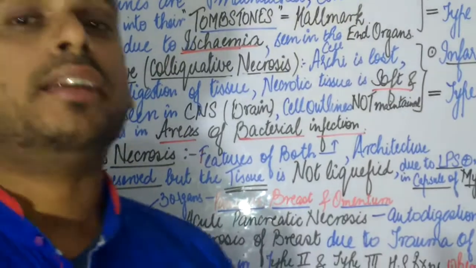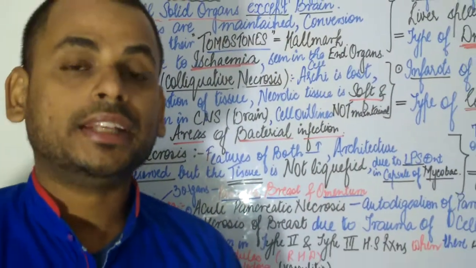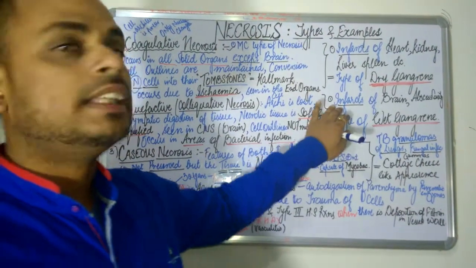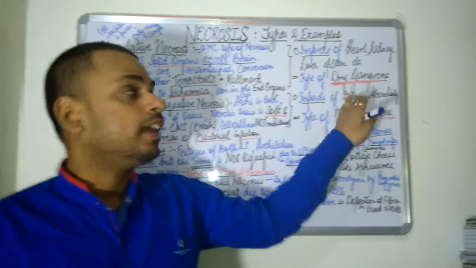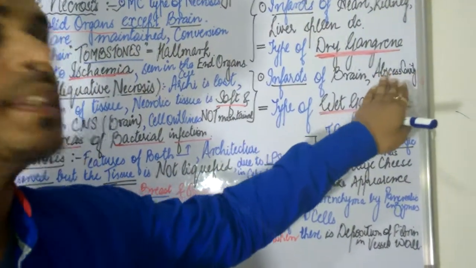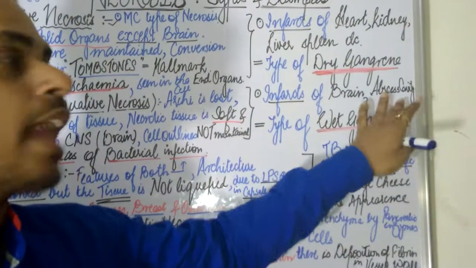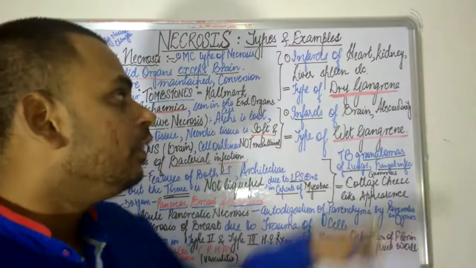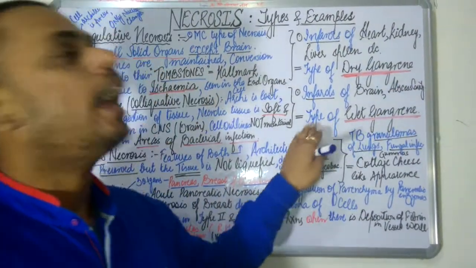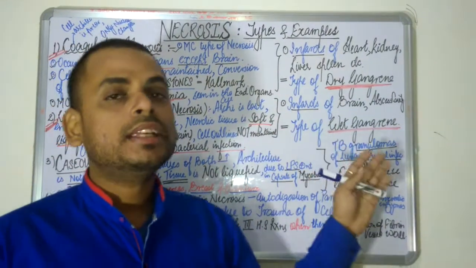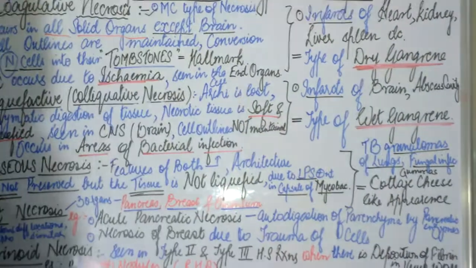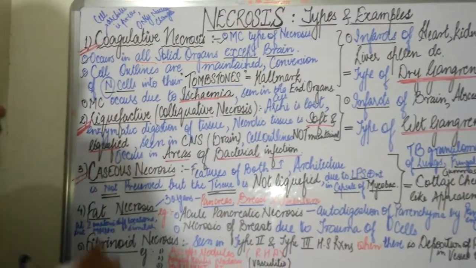So wherever there are areas which show bacterial infection, liquefactive necrosis can be seen. Very common examples of liquefactive necrosis can be seen in the infarcts of the brain, and in the abscess cavity, because the abscess cavity contains a large number of bacteria. So bacterial infection is occurring. It can be seen in the abscess cavity, and liquefactive necrosis can be considered a type of wet gangrene.